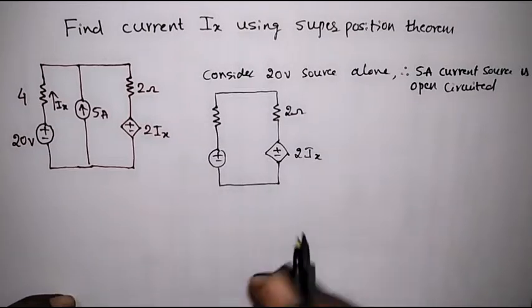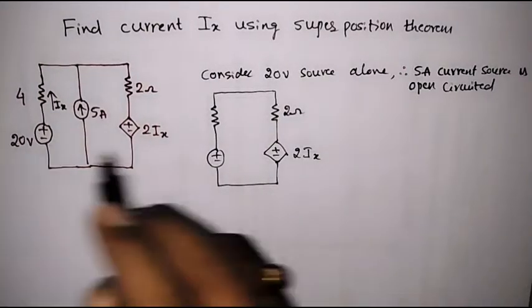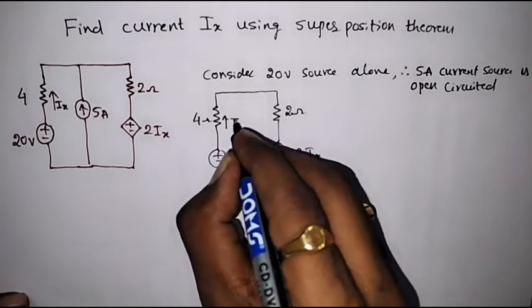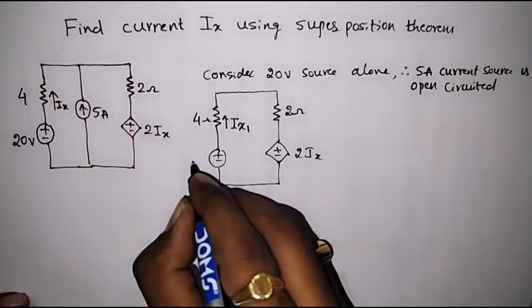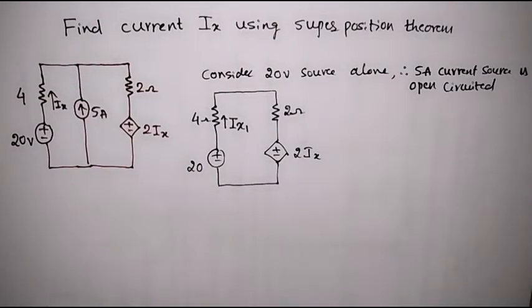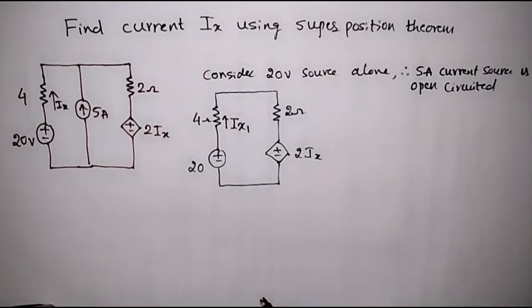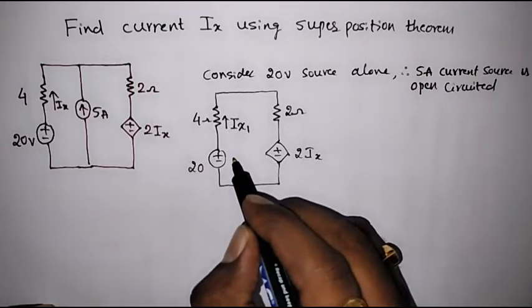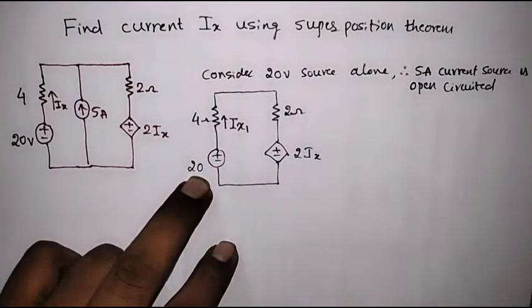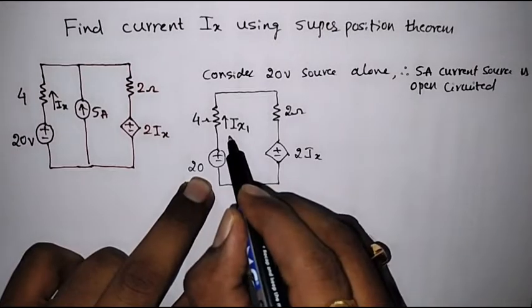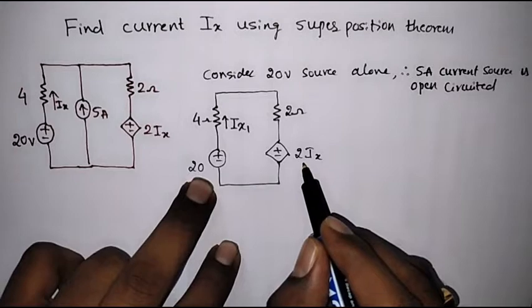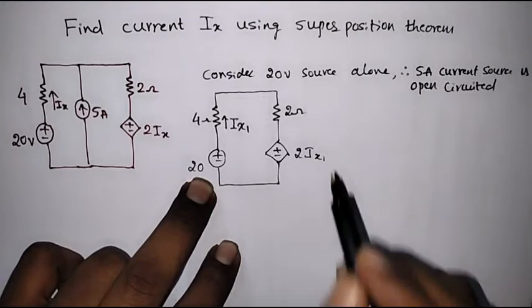Now I'll assume that the current through the 4 ohm resistor, which is part of the current, is Ix1. So let's calculate Ix1 first. There is only one loop. We'll apply KVL to this loop, assuming that the same current Ix1 is flowing in this circuit. I'll start from the voltage source 20. When the current through the 4 ohm resistor is Ix1, the current dependent voltage source value will also become 2 Ix1.